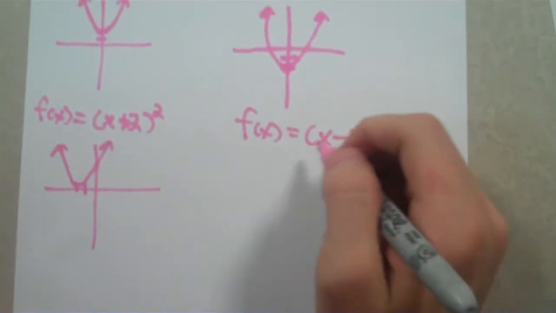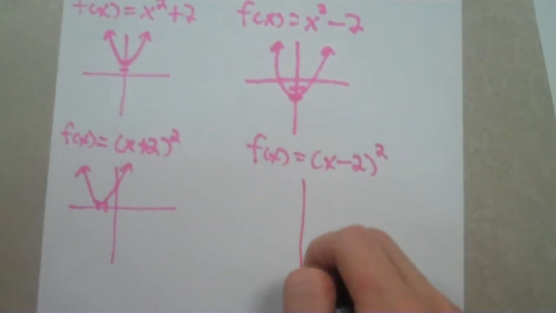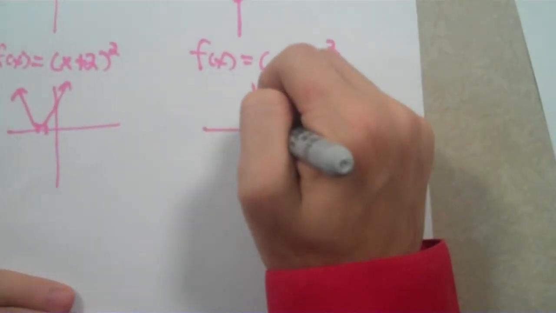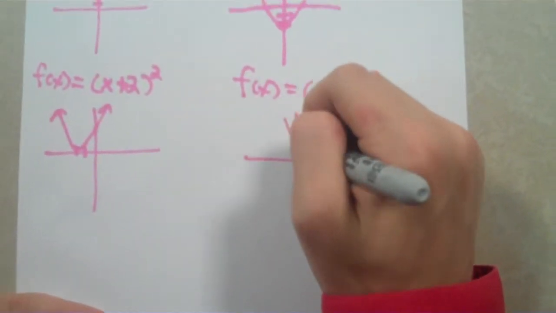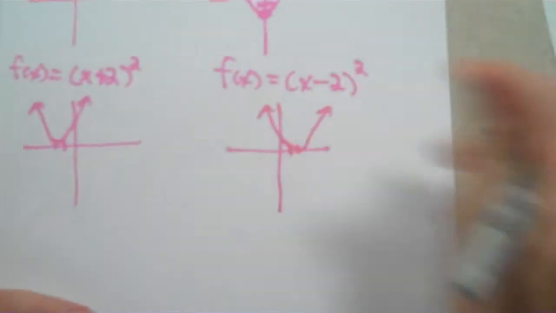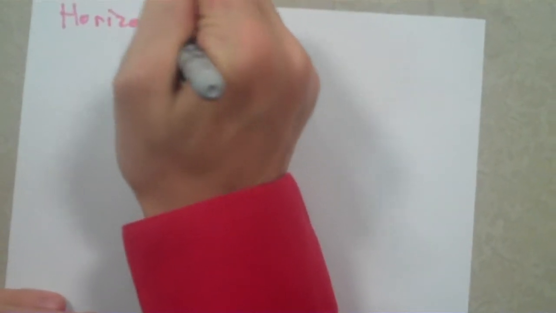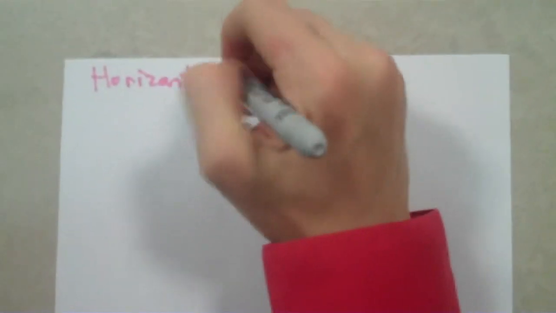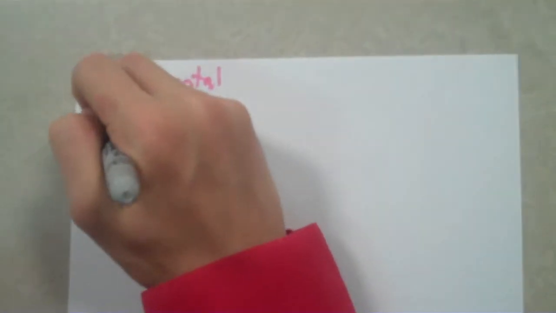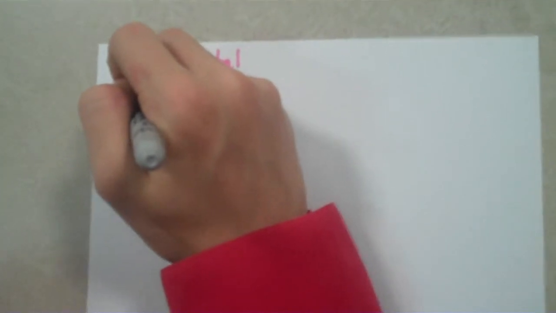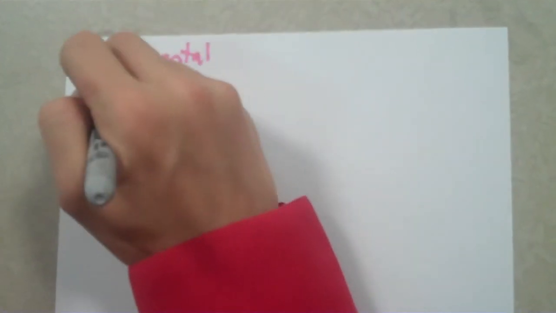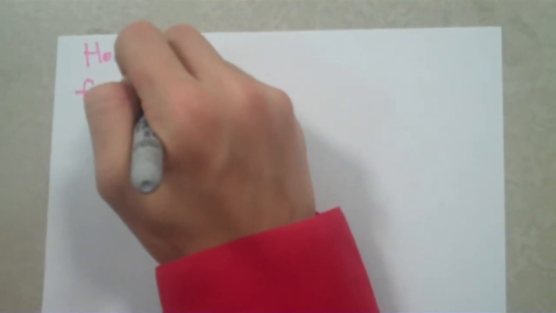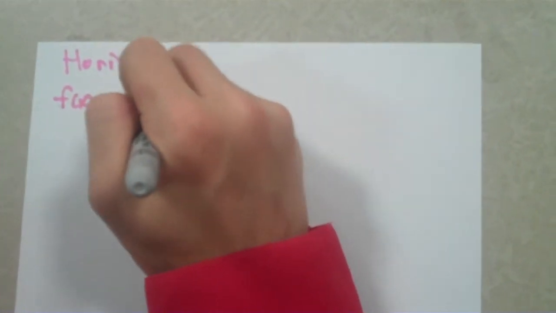Now, changing the x in the equation is also going to come into horizontal stretches and vertical stretches. Now, for horizontal stretches and horizontal shrinks, we're going to be changing the input. So if we're going to shrink horizontally by a factor of 2, we are going to multiply the x by 2.